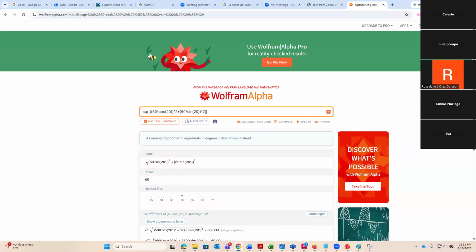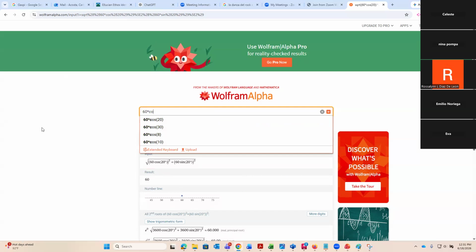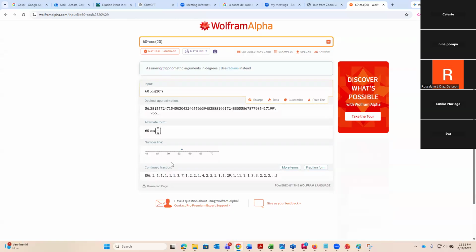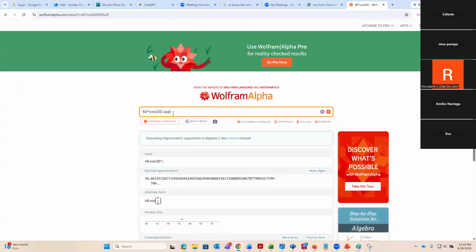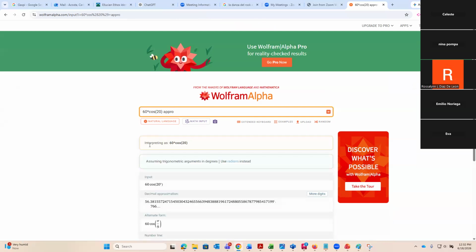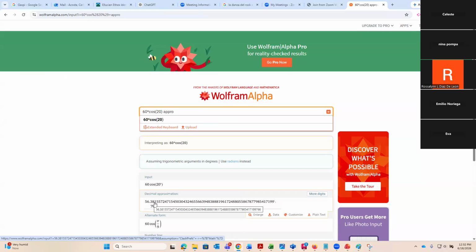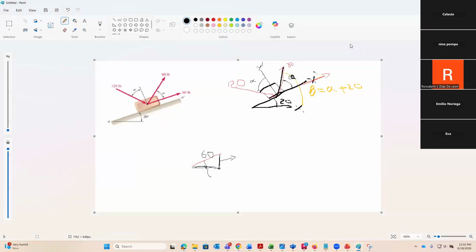Or another way to say it, if you do 60 times cosine of 20, then on the x-axis that force is, why is it not giving me the approximate? 56.38 newtons. This is the force with respect to the x-axis. The total force, the magnitude, is 60, but the x component is 56.38. All right, I think that's very clear. So we have that force. If you have questions, just let me know. So we have that force that we would write down for x and for y.